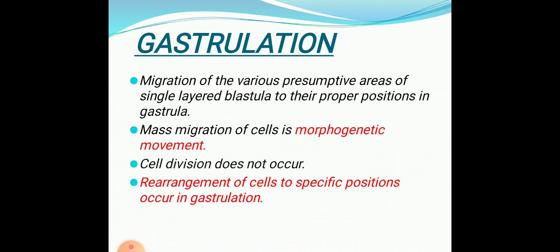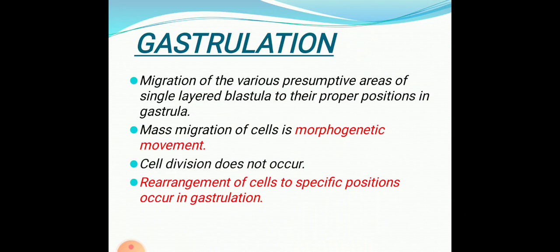So next one is the gastrulation. So what is gastrulation? Gastrulation in frog. Gastrulation is the development of the gastrula from the blastula. In blastulation, what the definition says is, blastulation is the process of formation of blastula from the morula or the cleavage. So that is called as blastulation.